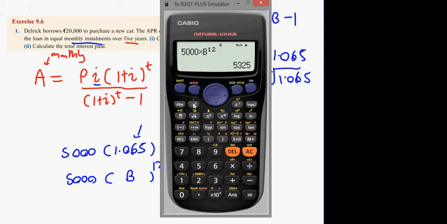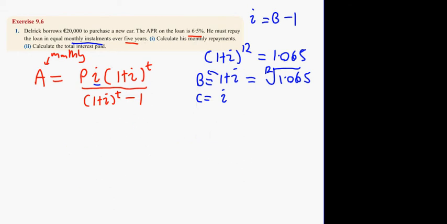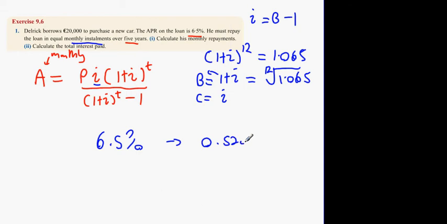So this B value is 1.00526. This 0.00526 is 0.526%. So, long story short, doing 6.5% a year is the same thing as doing 0.526% a month.